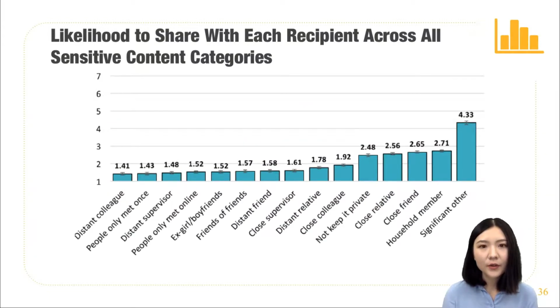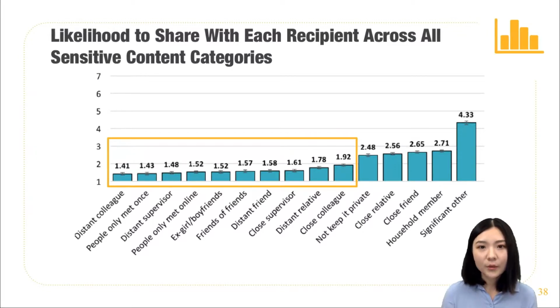This chart shows the likelihood to share with each recipient across all sensitive content categories. We can see that people are most likely to share sensitive content with their significant others, whose rating is slightly above 4. But they are not likely to share with colleagues, or people that they are not very familiar with, such as friends of friends. Besides the overall plots, we also explored if there were interactions between the sensitive content categories and recipients. We were looking for sensitive content categories that do not follow the general trend. For example, we noticed that people are more likely to share photos that depict when they are unprofessional at work with their close friends and significant others compared with all other recipients.